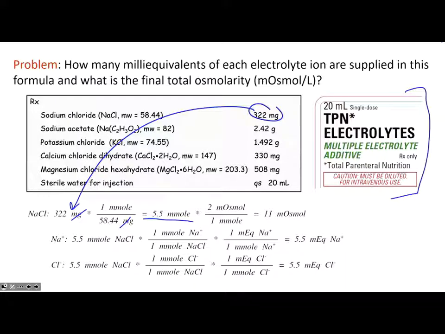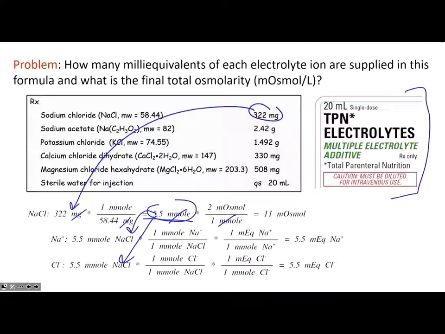When sodium chloride dissociates, how many particles are left? 2, right? It's 1 sodium, 1 chloride. So there are 2 milliosmoles for every 1 millimole. If I multiply that against the millimoles, my milliosmoles for the sodium chloride is 11. So I get 11 milliosmoles from that amount of sodium chloride. Then I can take this same amount and use it to calculate both the amount of sodium and the amount of chloride.